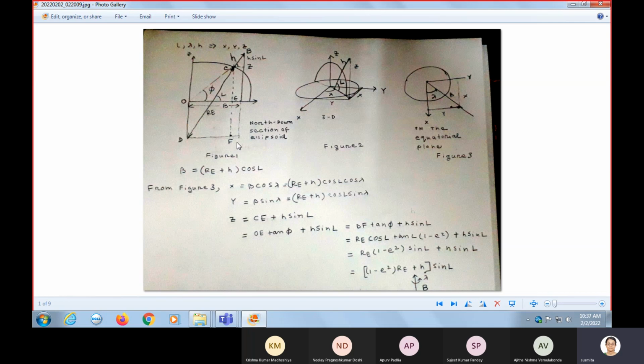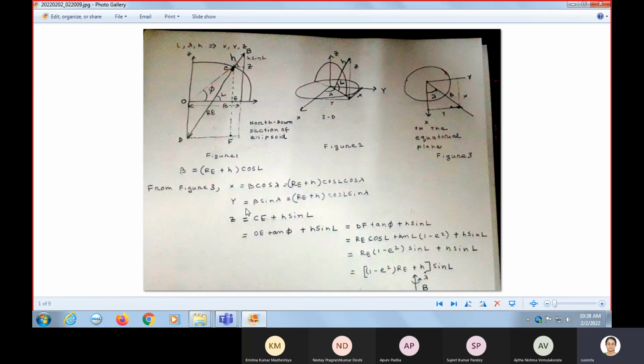Next Z. So Z is basically this distance. Now we can divide it into two parts. One is CE. This dashed line here is CE, which is equal to this length. The second part is H sin L. These two lines are parallel, so this angle is also L. So this length is H sin L. So Z is equal to CE plus H sin L, right? Now we need to find CE. What is CE? CE is basically this distance, and this is OE.